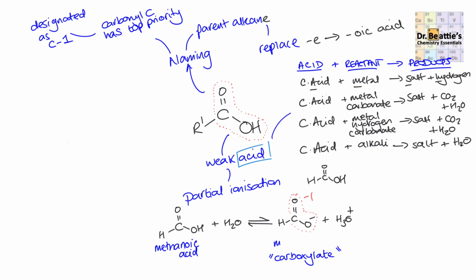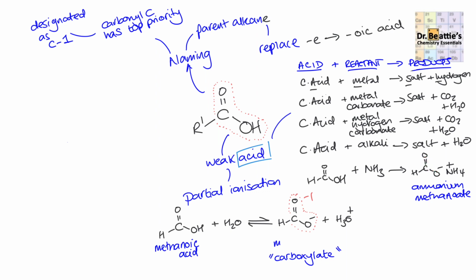Finally, we can take carboxylic acids and react them with a base, like ammonia. The base will abstract that hydrogen there, forming ammonium, and then leave behind the carboxylate. What that means is the carboxylate is attracted to that positive ammonium, and so we form this salt. In this case, this would be called ammonium methanoate. Again, ending in -oate because it's a salt formed.